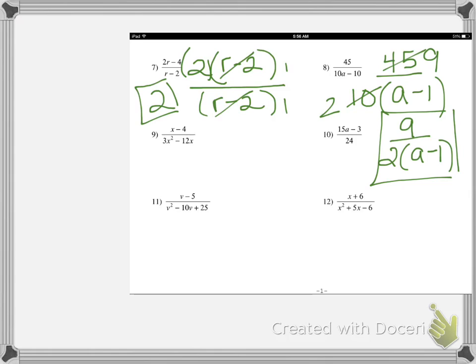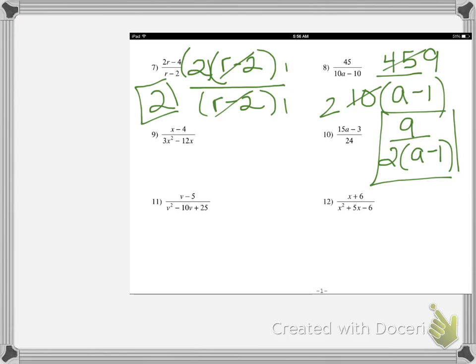That's okay. If you feel confident in yourself, you don't mind a couple little brain burps. 9 over 2 times the quantity of a minus 1 is the simplified form of 45 over 10a minus 10. Again, the answers, by the way, you would definitely want to check me on after that.